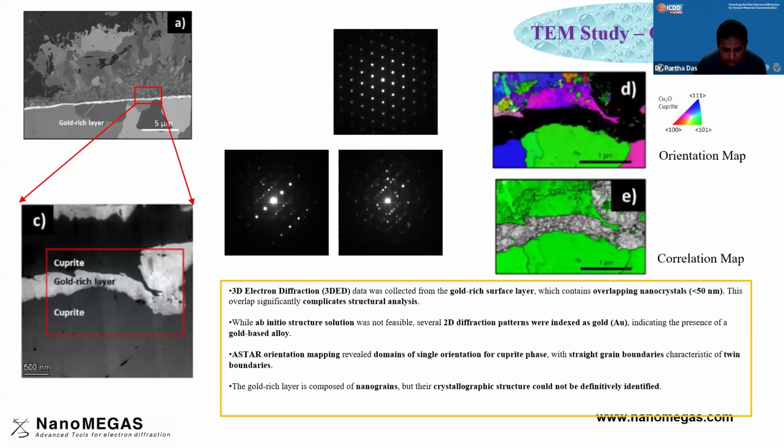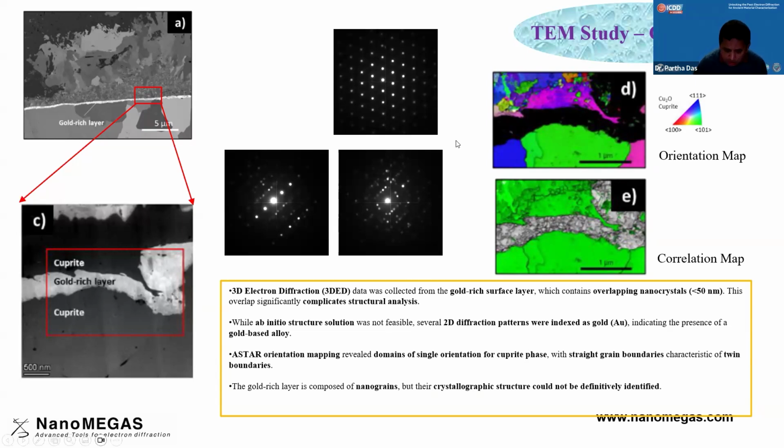Some of the diffraction patterns we are able to index as gold, but I believe the structure is much more complex than gold. It's possibly some alloy of gold, mercury, or something else. Some alloy has been forming in these layers. Close to the gold alloy there were very big cuprite phases, but the gold particles were very, very small, something like 40 nanometers.